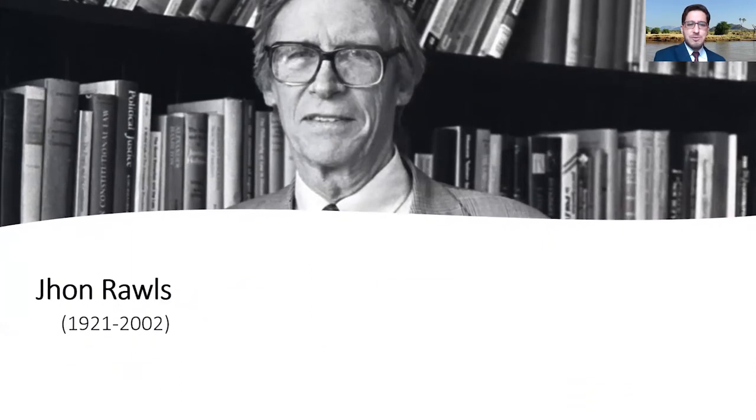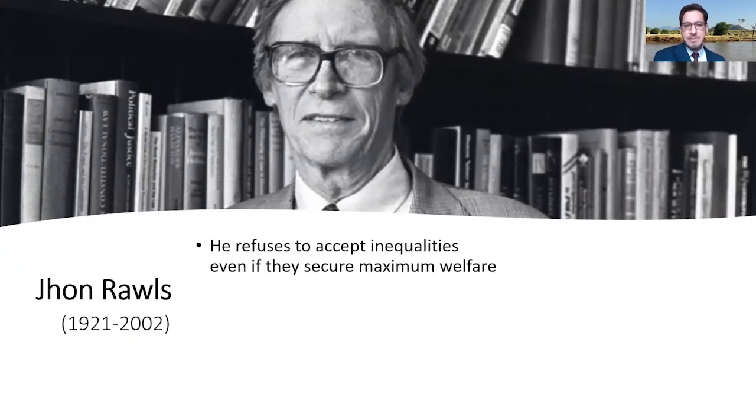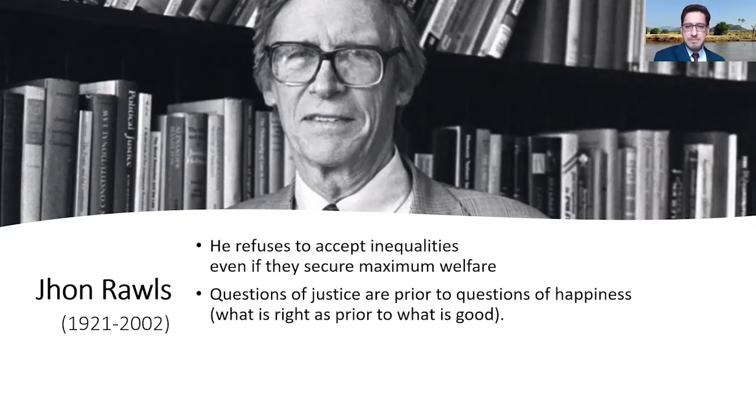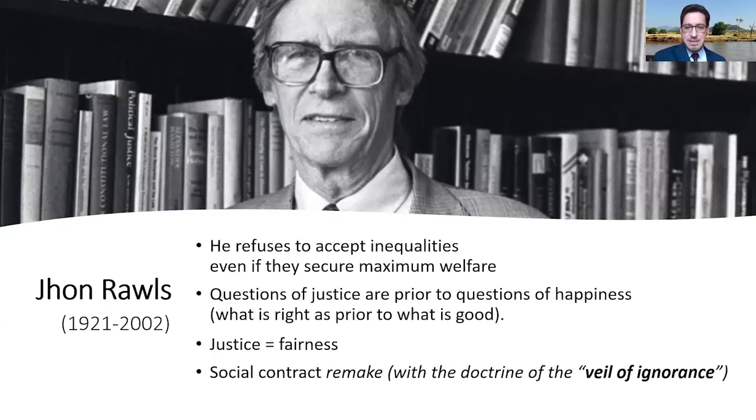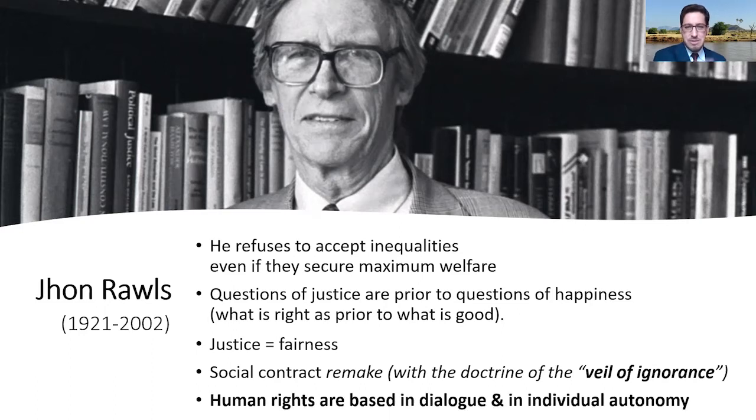So, finally, we have seen also this guy, no? John Rawls. John Rawls refuses to accept inequalities, even if they secure maximum welfare. And the question of justice is previous to the question of happiness for him. What is right is prior to what is good. Justice is fairness. And then, well, you will remember the doctrine of the veil of ignorance.